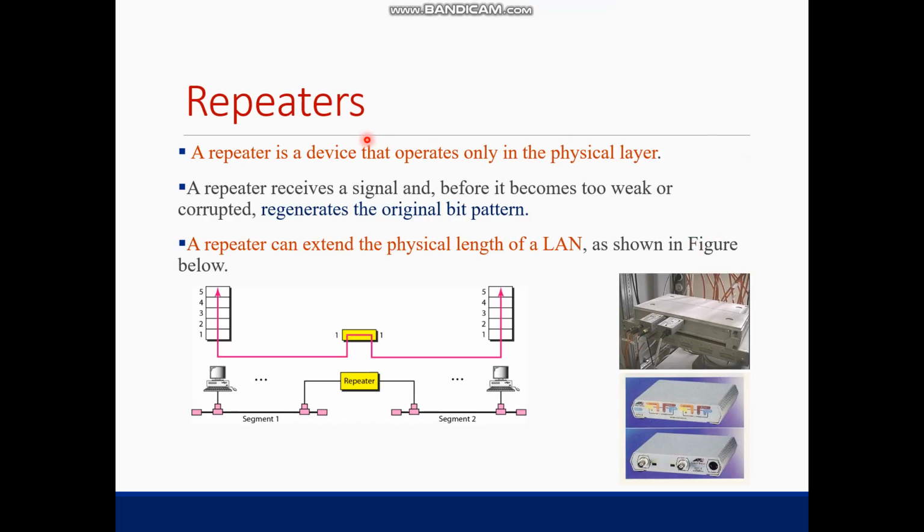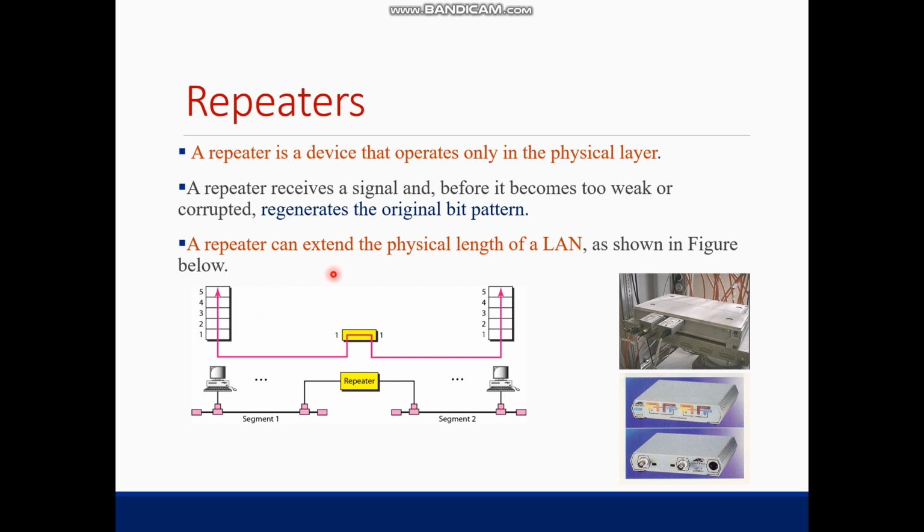The second category is called a repeater, and a repeater is a device that operates only in the physical layer. It is a device that regenerates the signal. For example, when this host wants to send data to that host, the signal comes over a physical distance. The signal may become very weak and may be totally attenuated at the receiver. So at this point, when the signal becomes weak, a repeater is placed there in order to regenerate the original signal or the original bit pattern. So this signal here is going to be the same signal there.